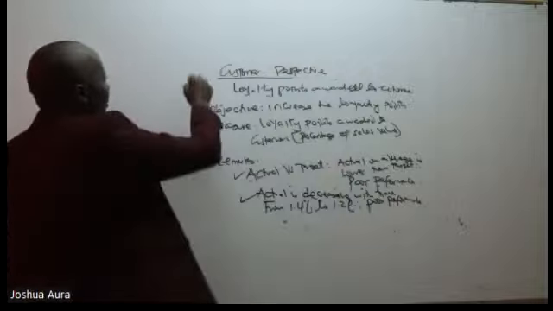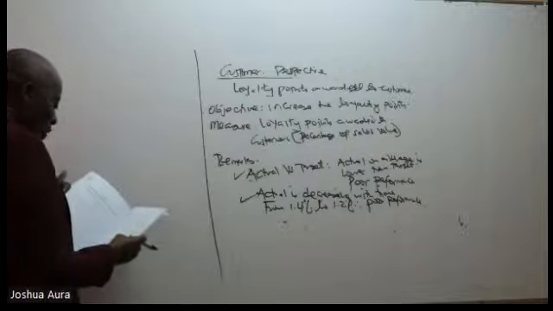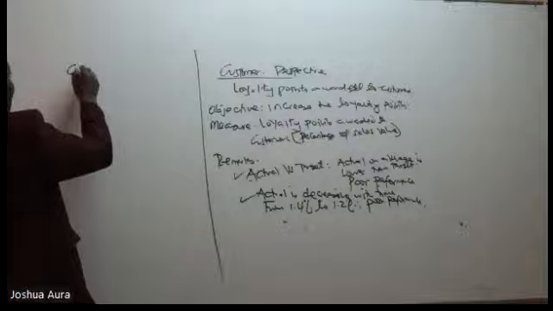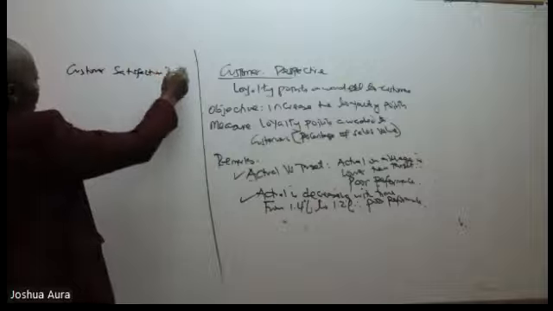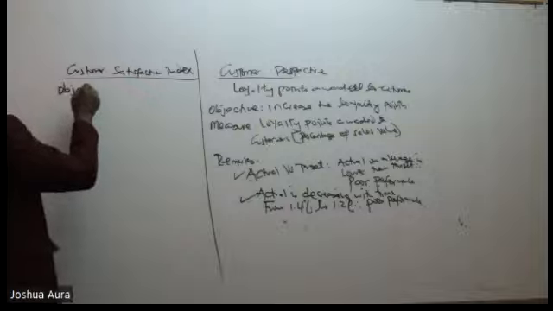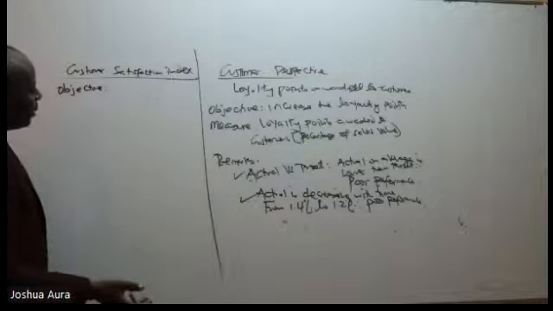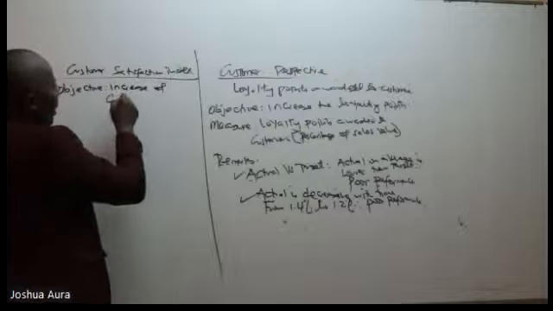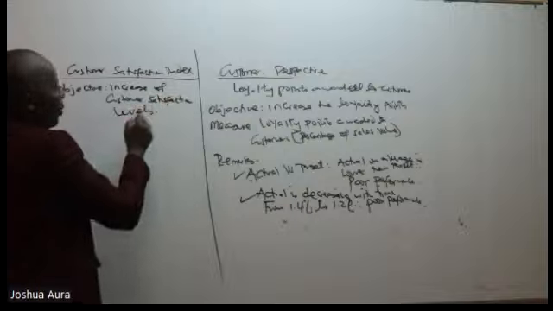And then I can come and speak about the other thing that falls under the customer perspective, ladies and gentlemen, which is the customer satisfaction index. So under the customer satisfaction index, what is the major goal here? The objective here is to see our customer satisfaction increasing. Increase of customer satisfaction levels, yes.